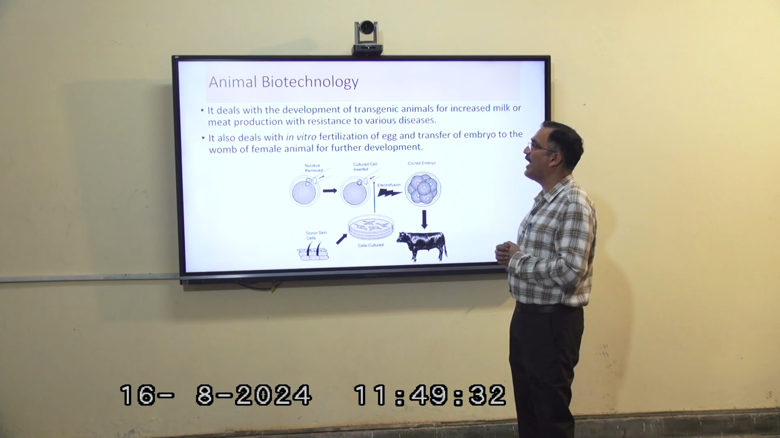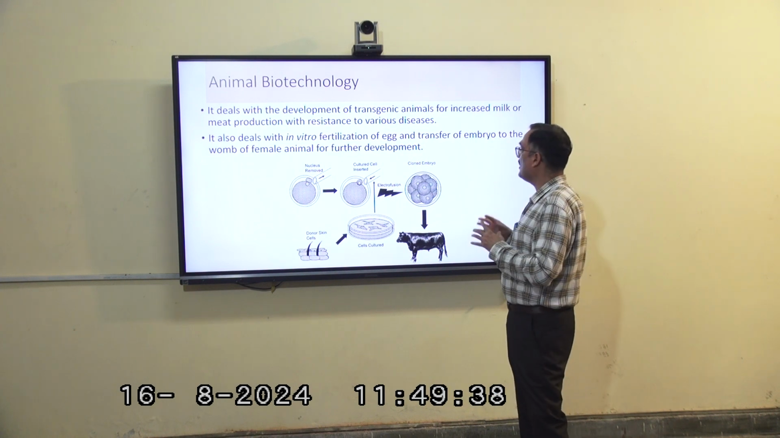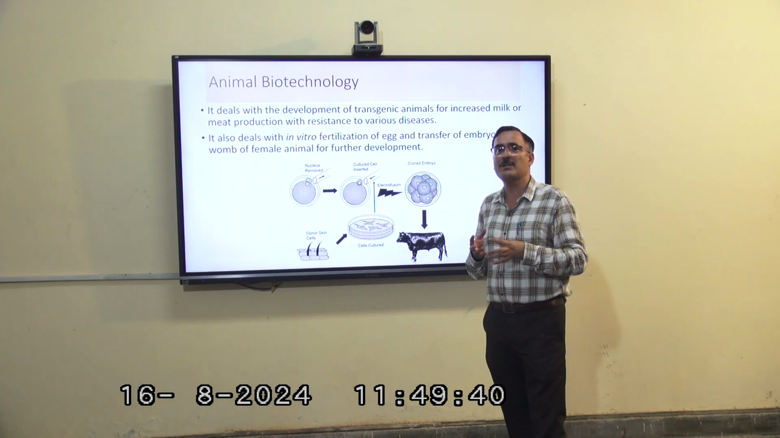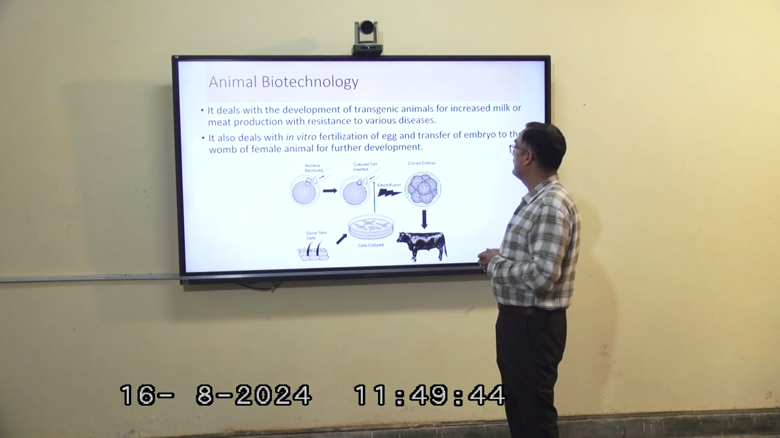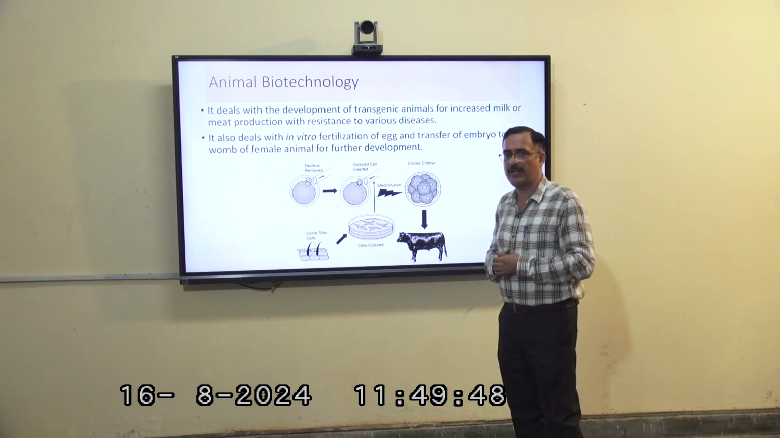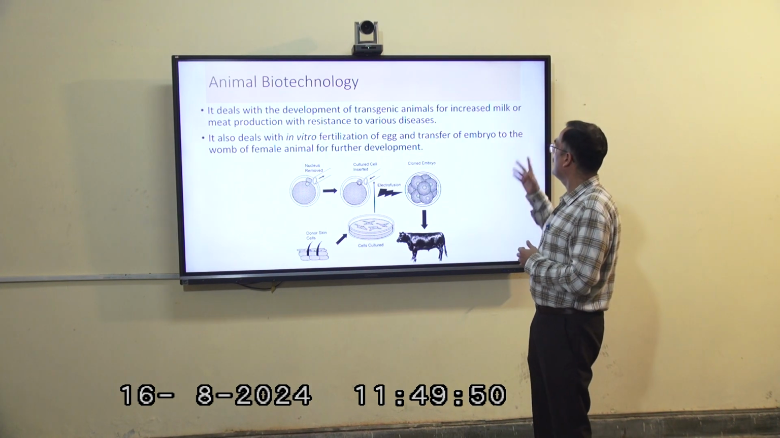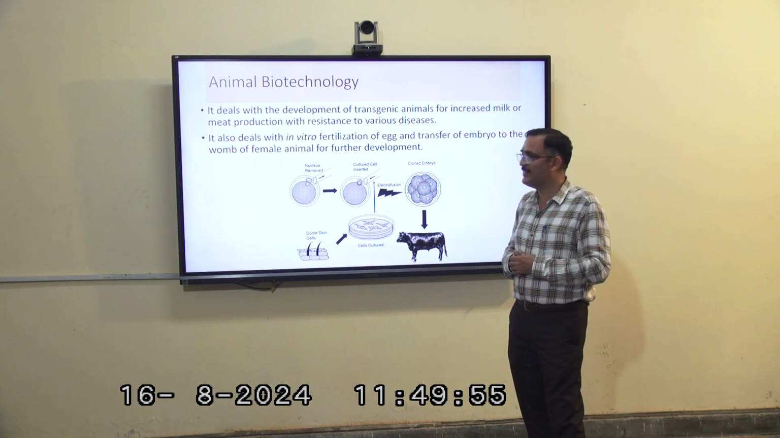As the name indicates, animal biotechnology deals with the development of transgenic animals. The transgenic animals are those animals which carry specific genes from other organisms that have certain specific features that make them important animals for increased milk or meat production with resistance to various diseases.